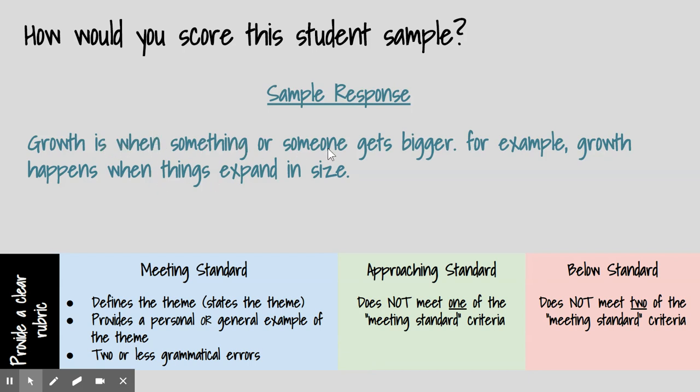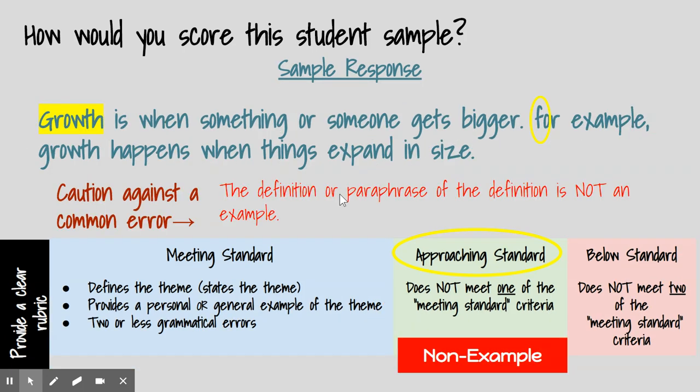Growth is when something or someone gets bigger. For example, growth happens when things expand in size. Okay, this example is an approaching standard. And the caution that is highlighted in this student sample is that the student repeats a definition twice. Remember, a definition is different than an example. This student wrote a definition twice.